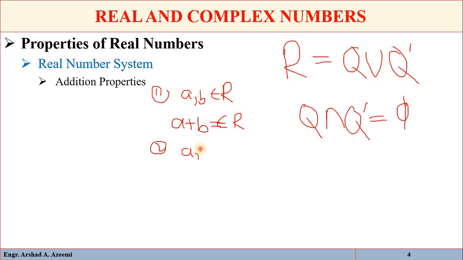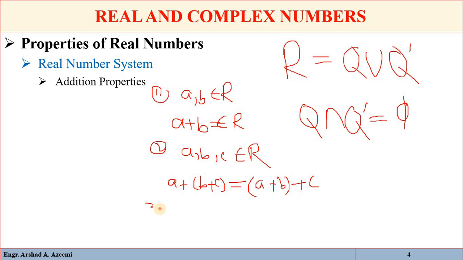For example, if we have three real numbers a, b and c, and suppose we add b plus c, and add a to it, it will be equal to a plus b, plus c. The left hand side will be equal to the right hand side. This is called the associative property with respect to addition.